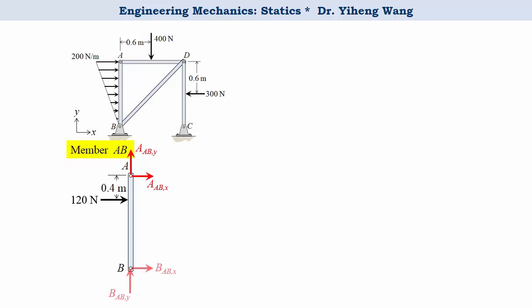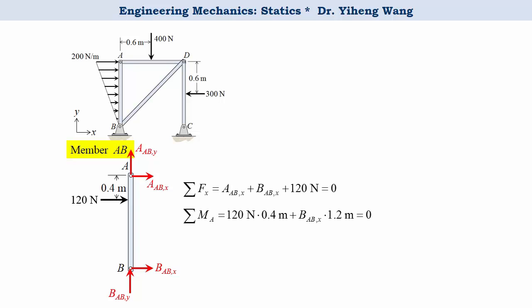And at point B, again, we have two force components, B_ABX and B_ABY, which represent the forces exerted by pin B to member AB. Now that we have completed this free body diagram, we can write overall 3 equilibrium equations. We won't be able to solve for all unknowns. However, through the equilibrium force analysis along the X direction, as well as the equilibrium of moments summed about point A, we can solve for 2 of these 4 unknowns.